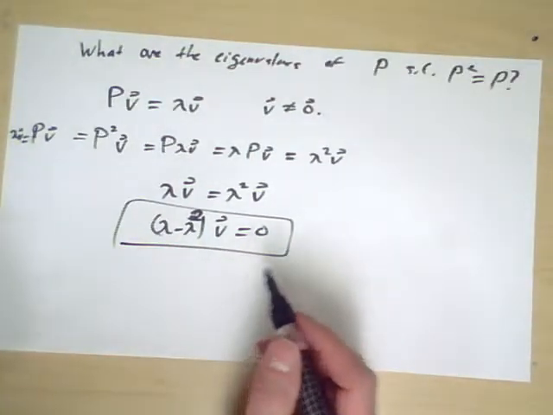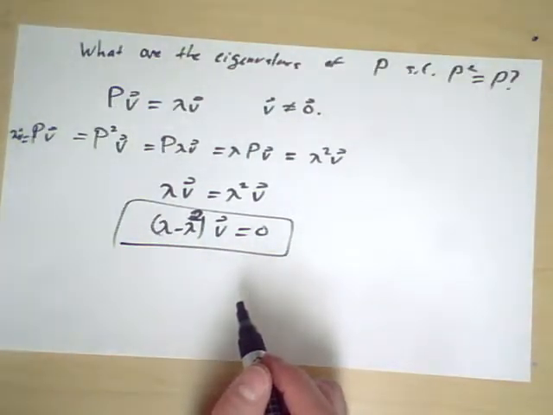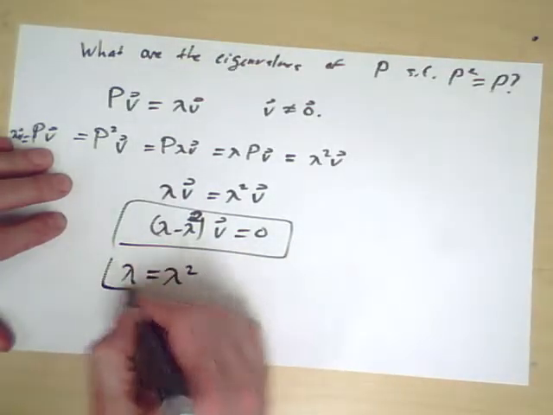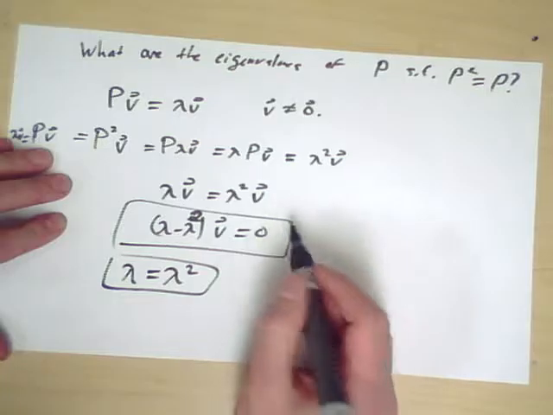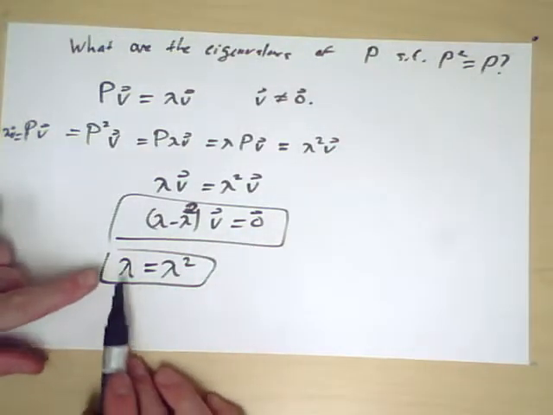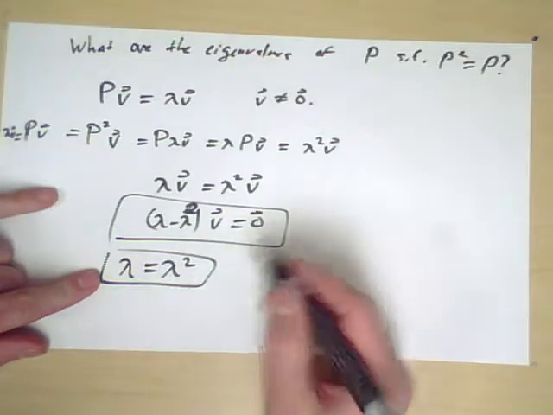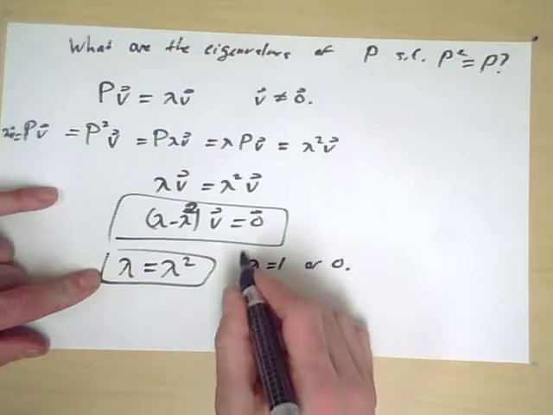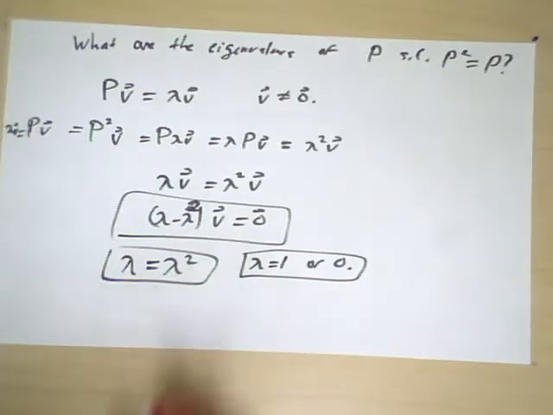So now we ask, what complex numbers have the property that lambda equals lambda squared? Right? v is not 0, so the only way this can be the 0 vector is if the coefficient is 0. So what numbers have this property? Only two of them, lambda equals 1 or 0. So a projection has only two possible eigenvalues, 1 or 0.